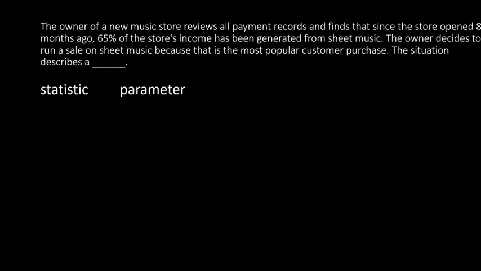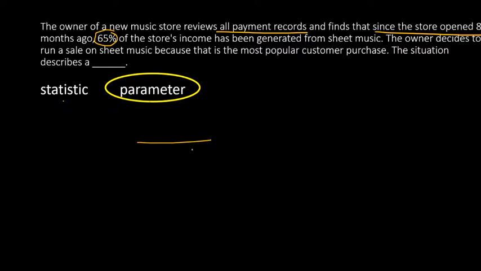The owner of a new music store reviews all payment records and finds that since the store opened 8 months ago, 65% of the store's income has been generated from sheet music. The owner decides to run a sale on sheet music because that is the most popular customer purchase. This situation describes a what? A statistic or a parameter? So 65% of the store's income has been generated from sheet music. Is that a statistic or a parameter? Well, how was it determined? The owner reviewed all payment records since the store opened 8 months ago. So this is a parameter.